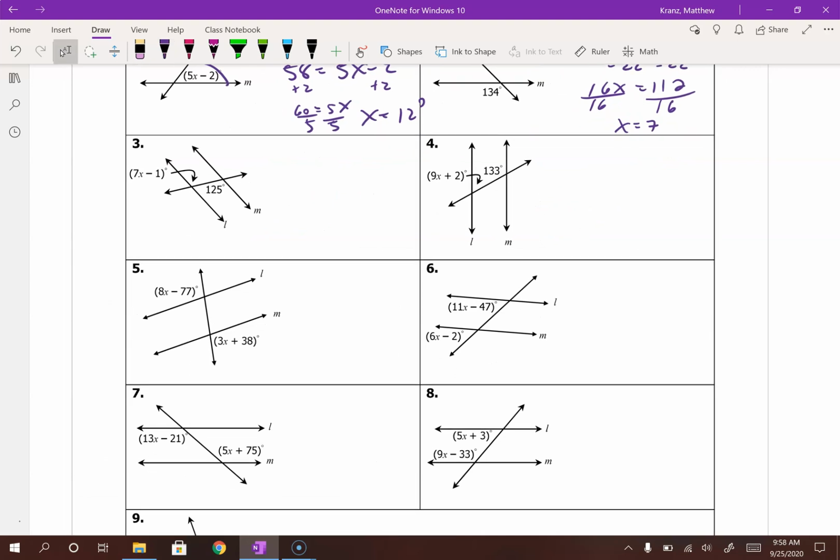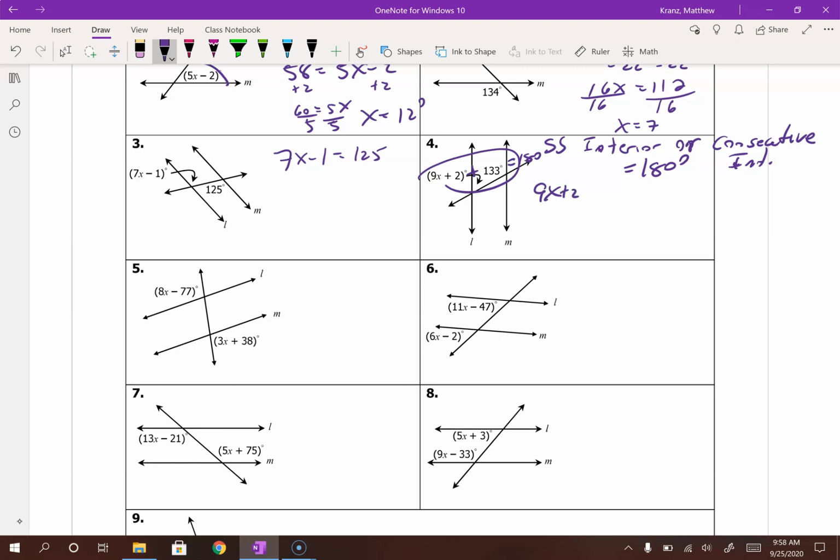All right, when I go to number 3, these ones are alternate interior, right? And I'll let you guys work on those. Number 4, those ones are same side interior, so they're a little different. Those are those consecutive interior. So these are same side interior. Excuse the vacuuming in the background. Or consecutive interior. All right? So that means they are supplemental or equal to 180. So we have to add them together to equal 180.